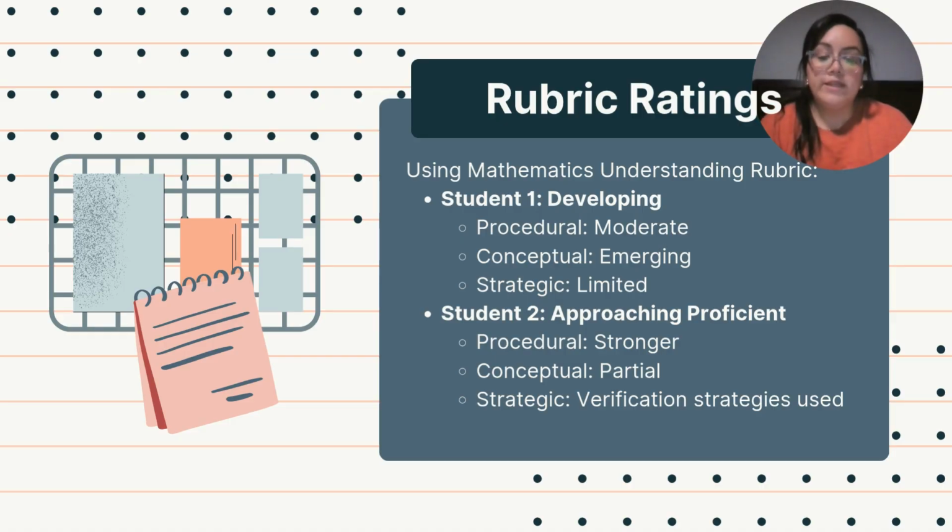Now, the rubric ratings. Using the mathematics understanding rubric, I rated student 1 as developing and student 2 as approaching proficient. This was based on their procedural fluency, conceptual understanding, and strategic competency as demonstrated throughout the task.